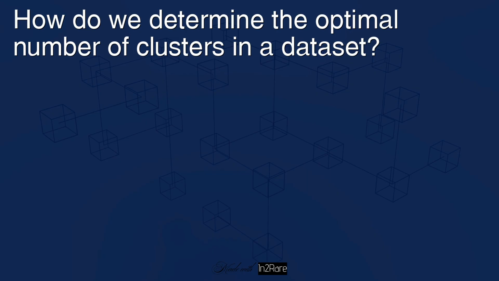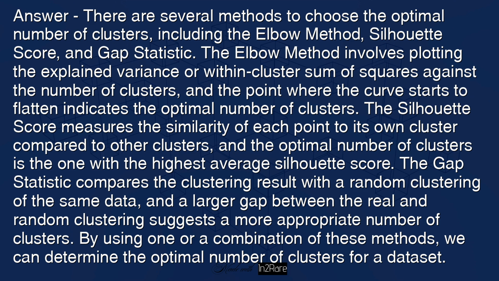How do we determine the optimal number of clusters in a dataset? Answer: there are several methods to choose the optimal number of clusters, including the elbow method, silhouette score, and gap statistic. The elbow method involves plotting the explained variance or within cluster sum of squares against the number of clusters, and the point where the curve starts to flatten indicates the optimal number of clusters. The silhouette score measures the similarity of each point to its own cluster compared to other clusters, and the optimal number of clusters is the one with the highest average silhouette score.